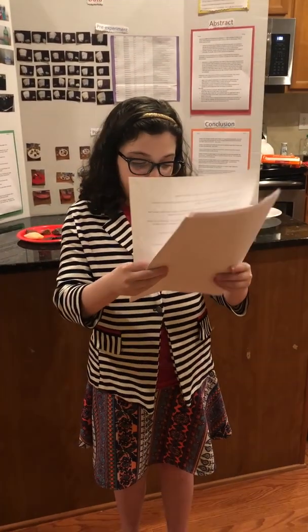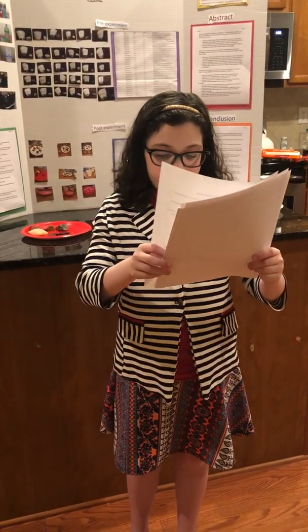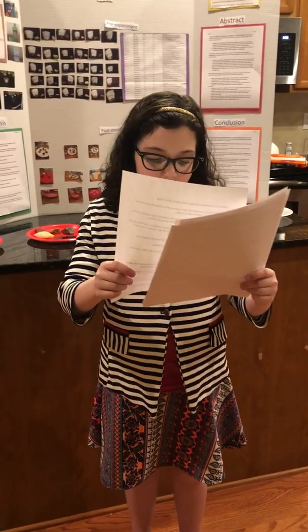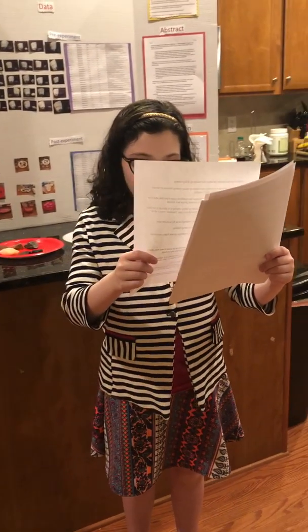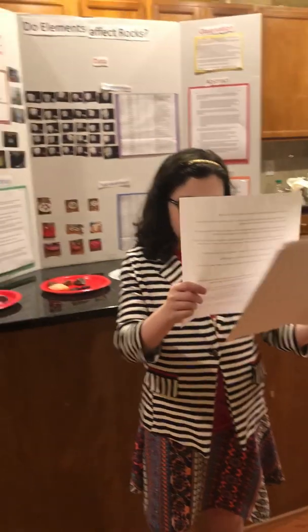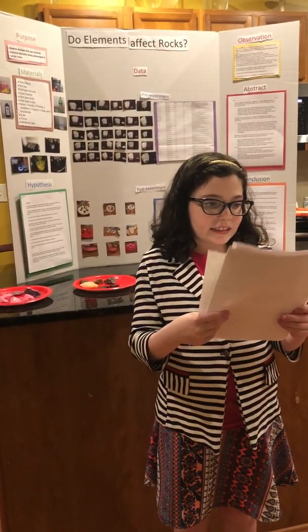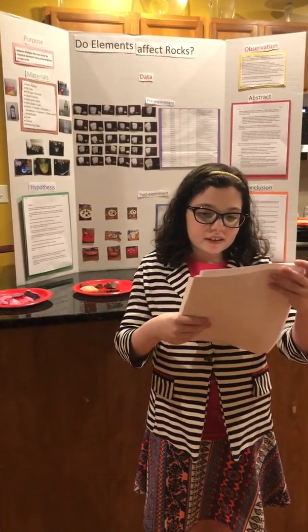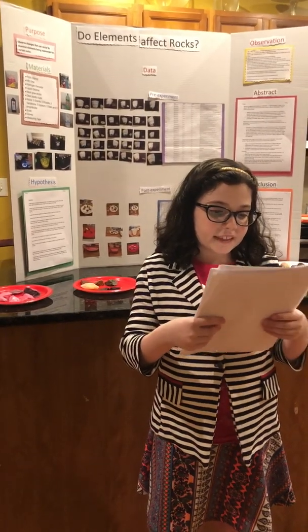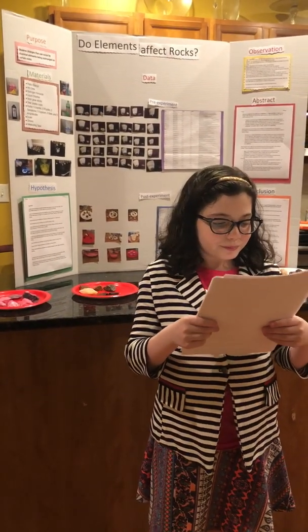I predicted the bromine will affect the sandstone by turning it into a glass-like texture and round like a ball. I think this because bromine is a hot chemical and sand is hot as well. And when lightning strikes on sand on a beach, it turns the sand into glass. And since sandstone is made up of sand, I think it will turn into glass.